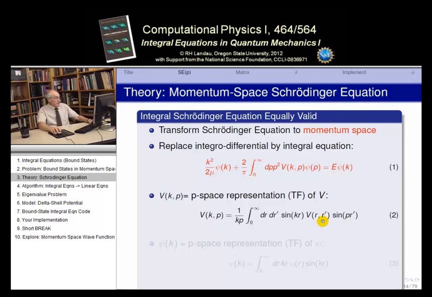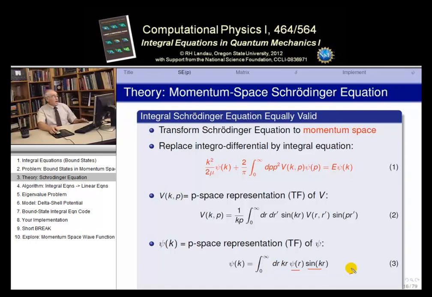That's pretty simple. And now psi of p is just the momentum space wave function. It's what a wave function looks like in momentum space. And it's just, again, the transform. In this case, the wave function only has one variable, so it's a simple, single transform of the wave function psi of r by just j0, the spherical Bessel function of lowest order, or sine kr over kr, and the over kr cancels off some terms there. So that's the wave function.